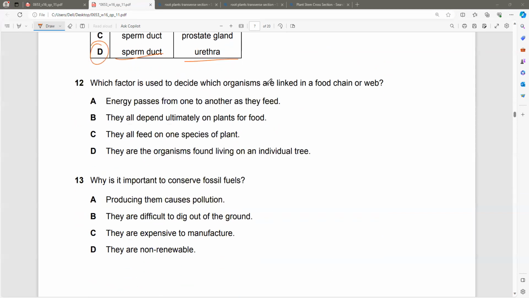Okay. Next. This is regarding our environment. Which factor is used to decide which organisms are linked in a food chain or a web? I want to know from everybody. So make it fast and tell me.